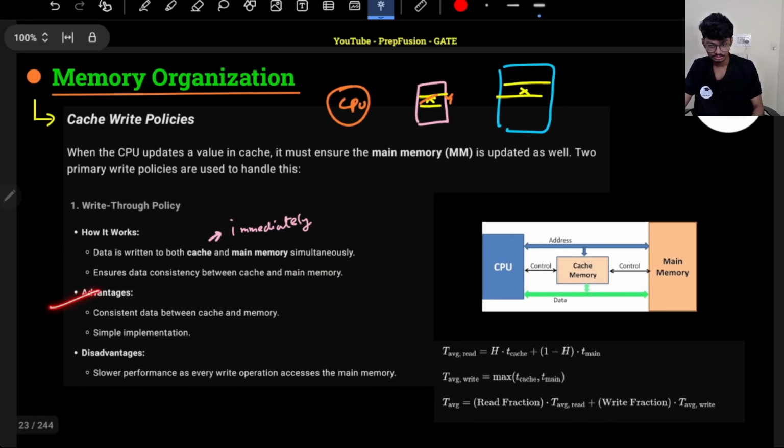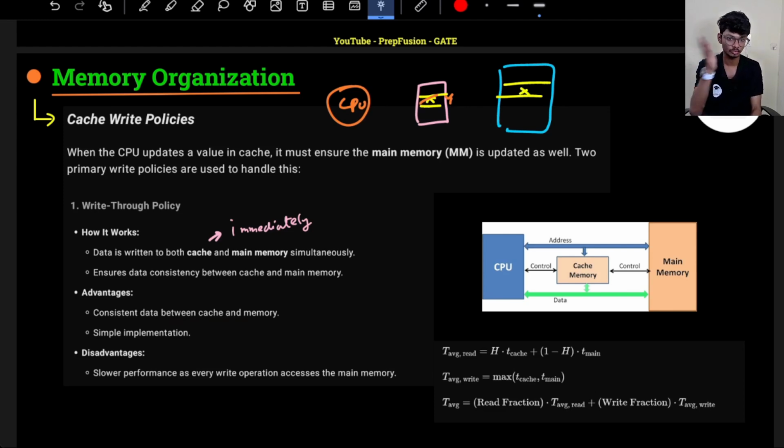What are the advantages? The advantage here is consistent data between cache and memory. There is no inconsistency between cache memory and main memory. As soon as you update the data in the cache memory, you also go into the main memory and update the data. It is very simple to implement and very simple to understand.